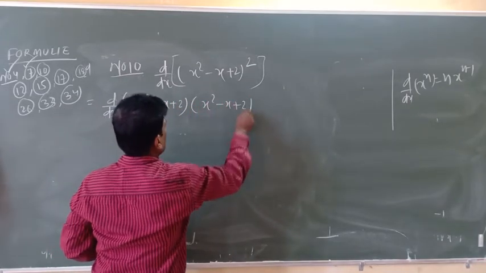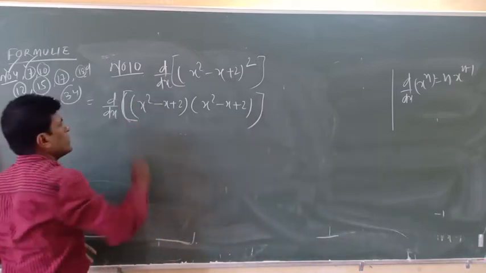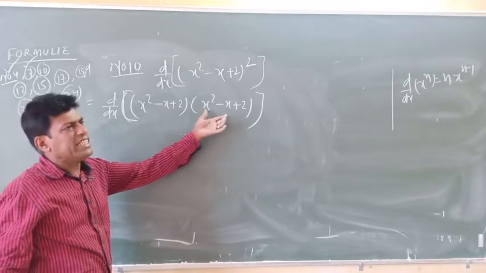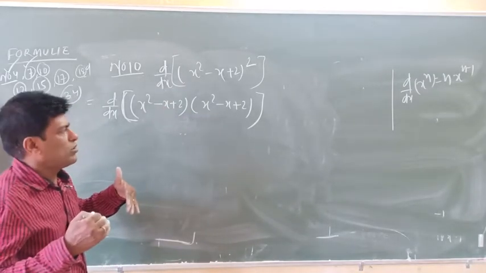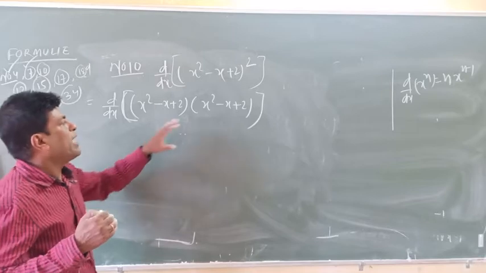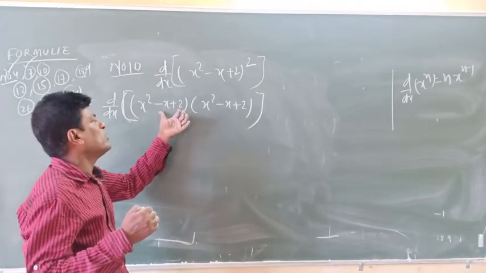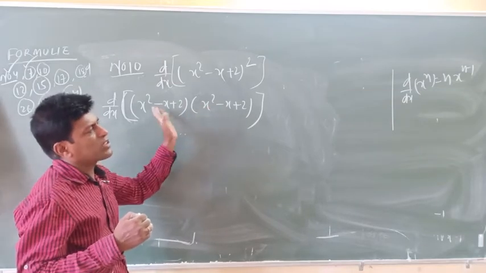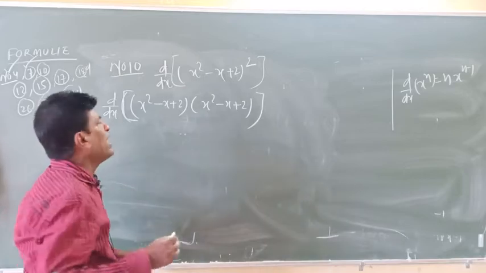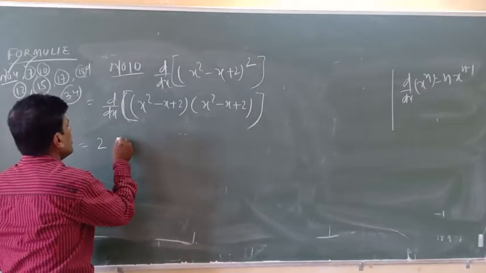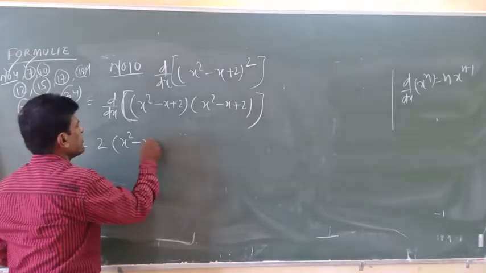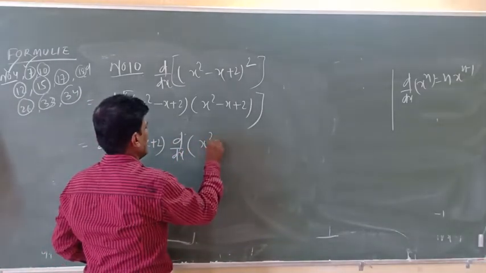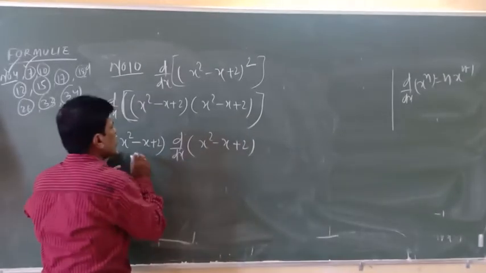Using the product formula of derivative: first function is constant, derivative of second function, plus second function is constant, derivative of first function. Both functions here in this case are the same. Hence you can also write 2 whole into one of the function is constant, derivative of the same function, because you have written the terms twice.